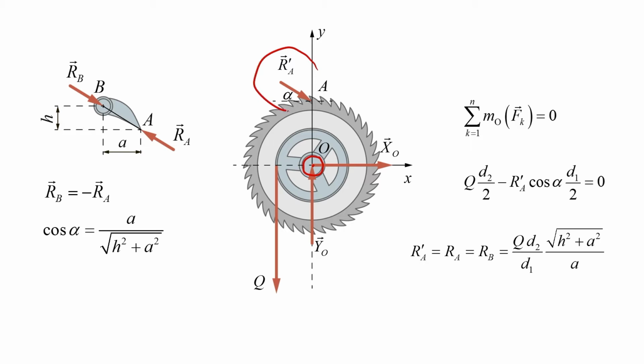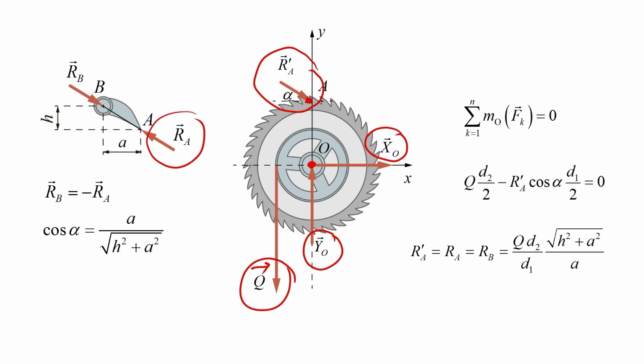The reaction RA prime is equal in magnitude with the reaction RA and is of the opposite direction. The reaction on the joint in the point O is resolved into two components, the component along the axis X and the component along the axis Y. Along with these reactions, the force Q is acting on the wheel. To find the reaction RA prime, let us write down the moment equation.